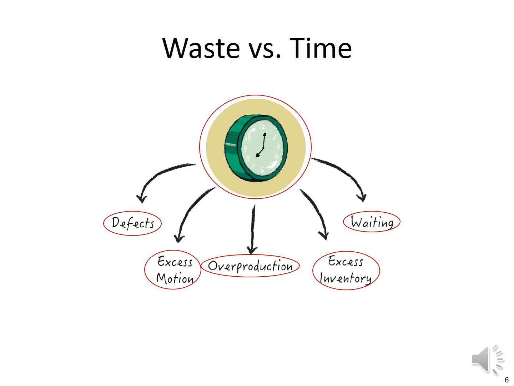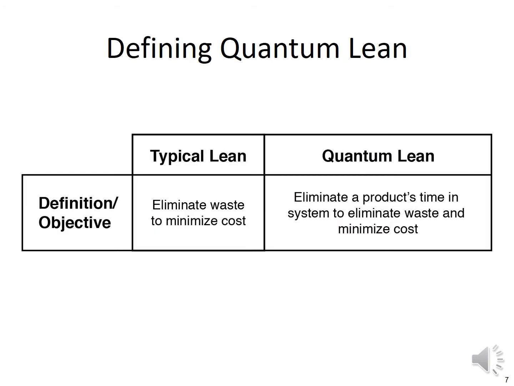Similarly, quantum lean operates on the idea that waste needs time in order to exist. By eliminating a product's time on the floor, waste has nowhere to hide. While you can attack waste in its multitude of forms, it's a lot simpler to focus on time. Although the quantum lean wrinkle might seem like a distinction without a difference, it's a subtle twist that allows for a radical improvement in simplicity and effectiveness.